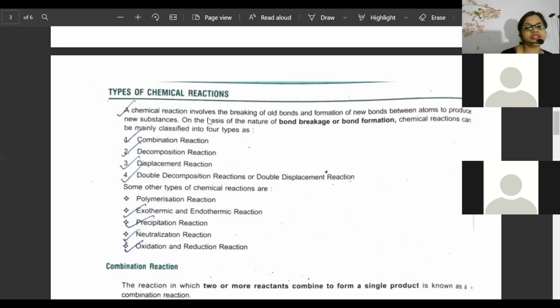So on the basis of the nature of bond breaking or bond formation, chemical reactions can mainly be classified into 4 types. So look here, beta. Mainly there are exactly 4 types: combination reaction, decomposition reaction, displacement reaction, double displacement reaction. So beta, the most important types are exactly 4. Very good. Jenny is writing, Mustafa is writing.